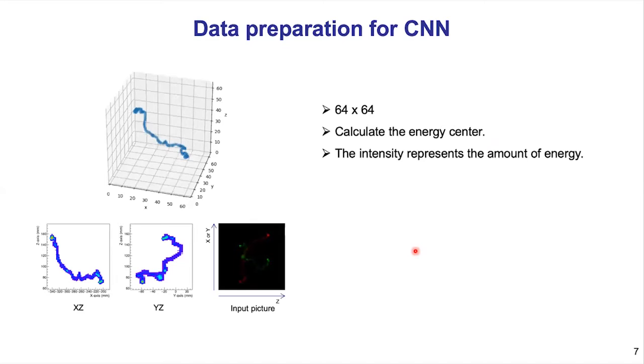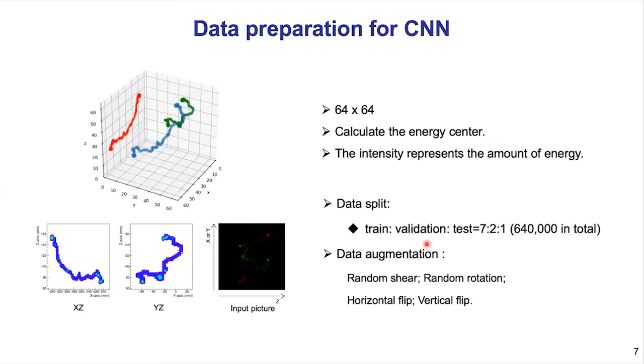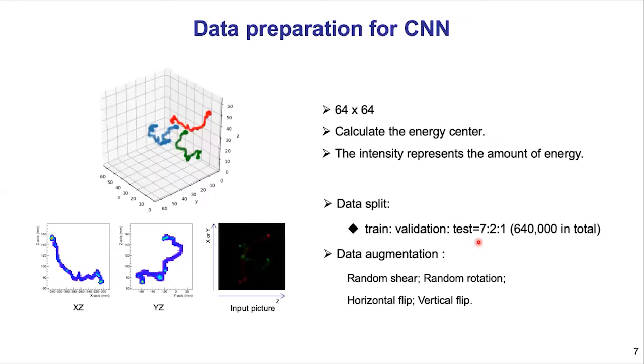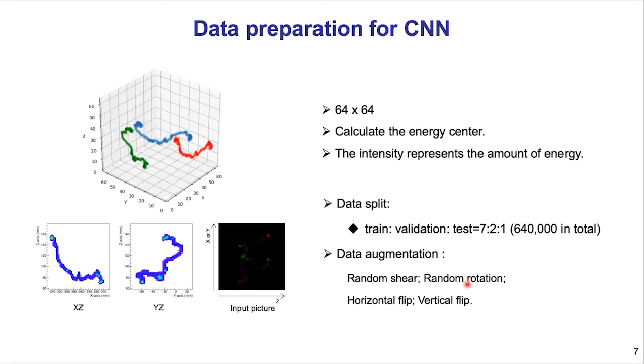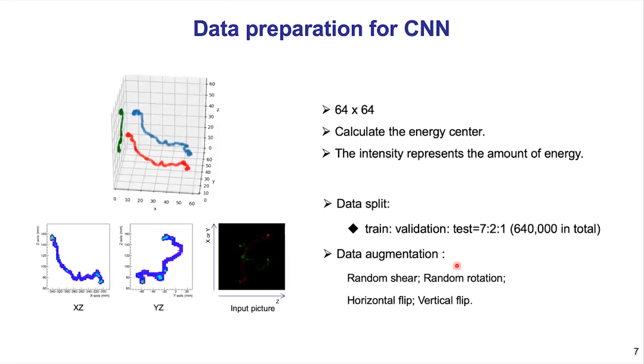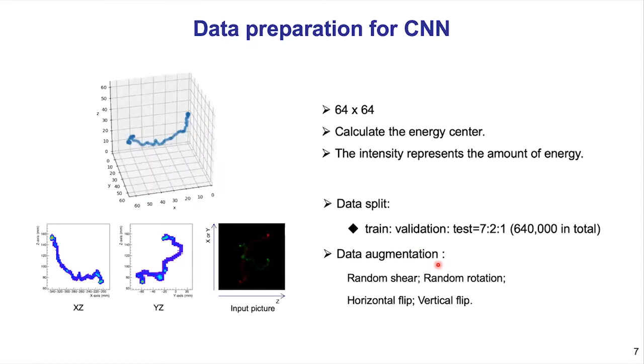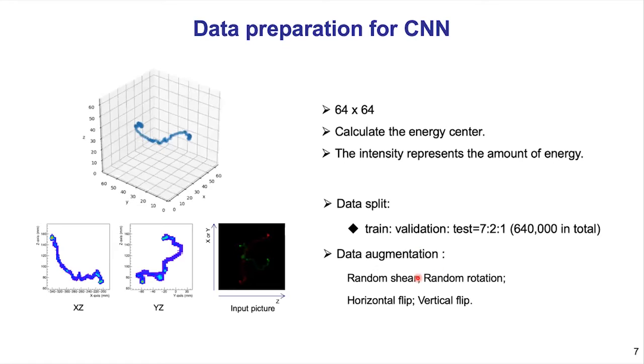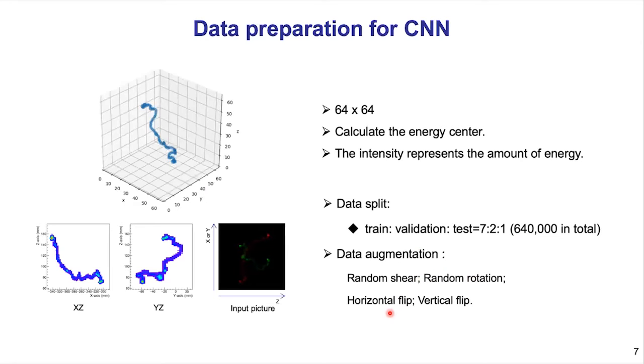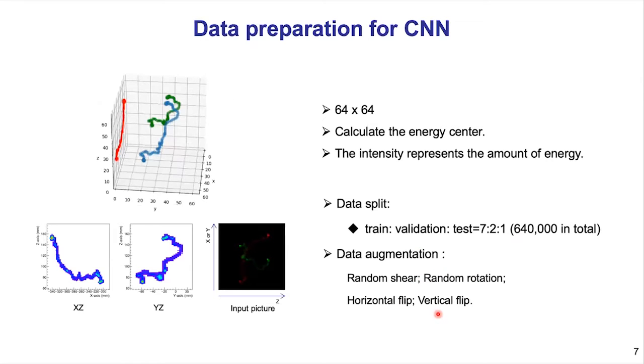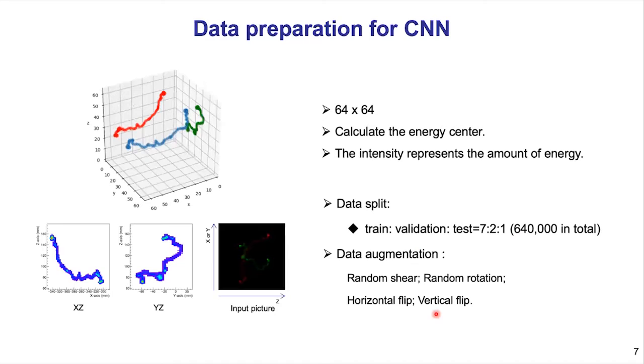We also divided the data into 3 parts, that's 7 to 1 to 1. Also, in order to make our model more robust, we adopted a series of data augmentation like random shearing, rotation, and horizontal and vertical flipping. So up to now, we are ready to construct our model.